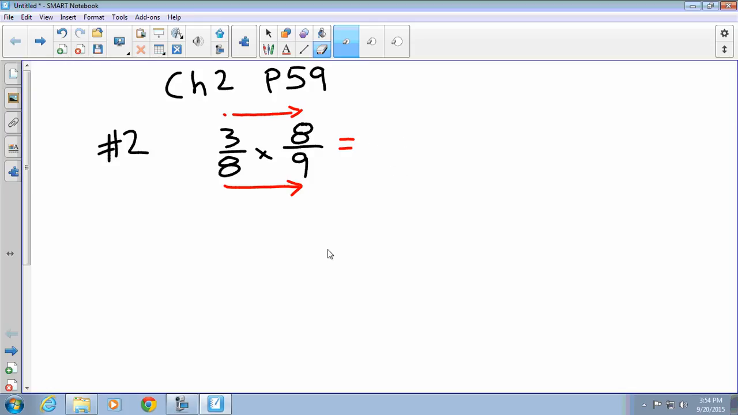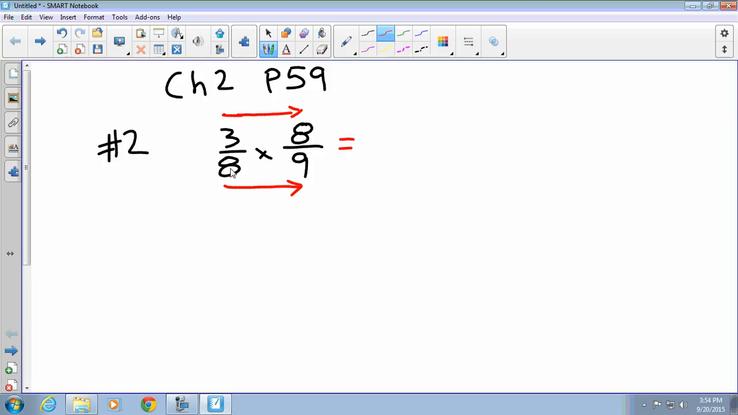And that method is called canceling. Essentially, instead of ending up with 24 over 72, we want to reduce these numbers down so we don't have such a big number to reduce down, which may take us a long time. So we want to use the numbers in the problem to cancel. Now, canceling is something that needs to be done sort of diagonally.